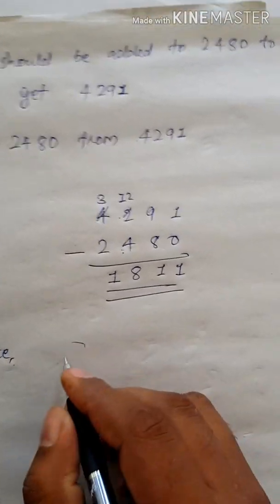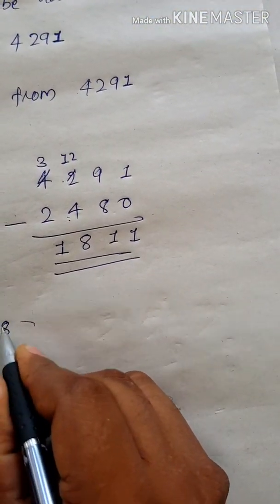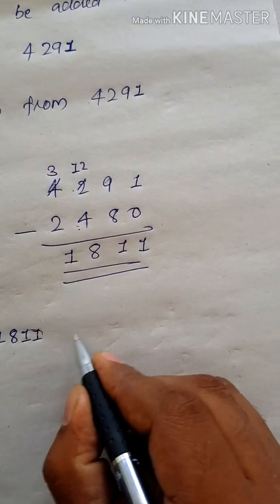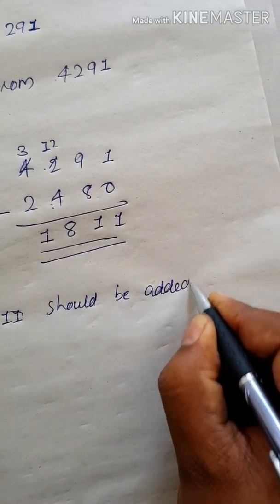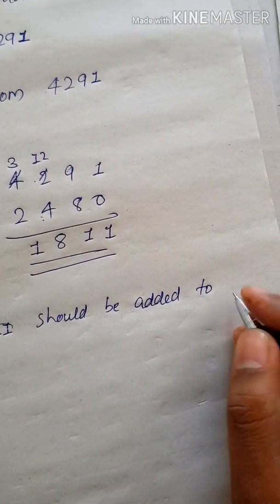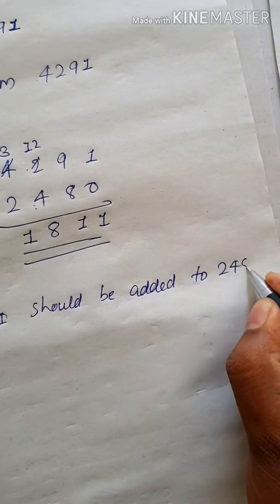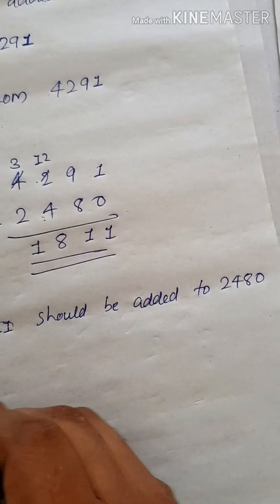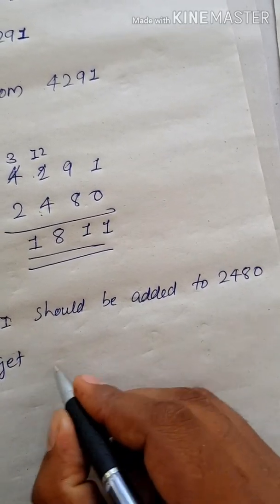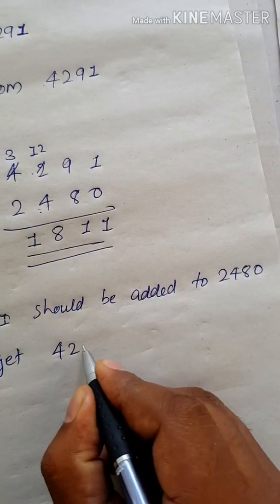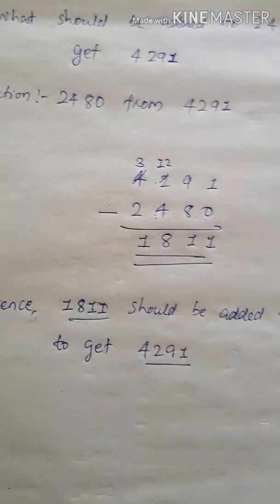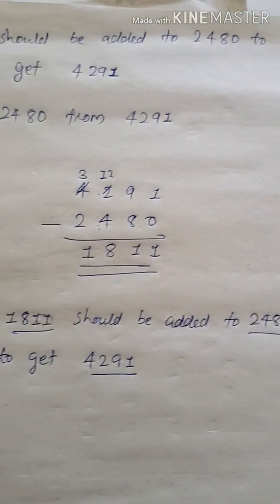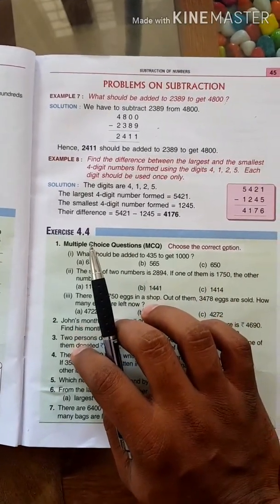So hence 1811 should be added to 2480 to get 4291. Understood? Okay, next question we will take from exercise 4.4.